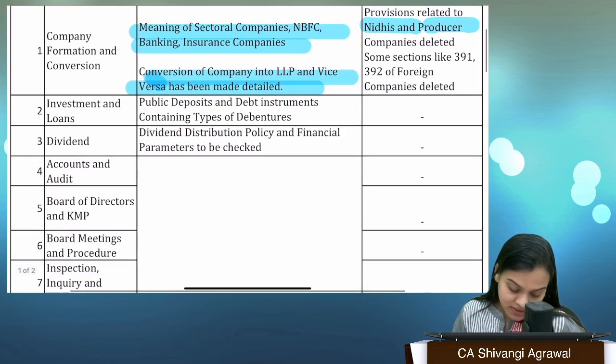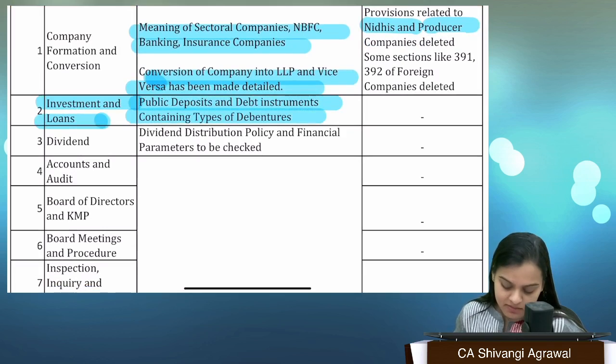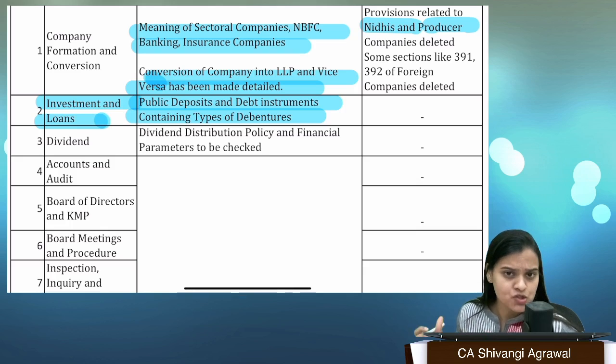Now, if I talk about the next chapter, investment and loans, there is some portion of different types of debentures which has been added, the debt instruments and all.